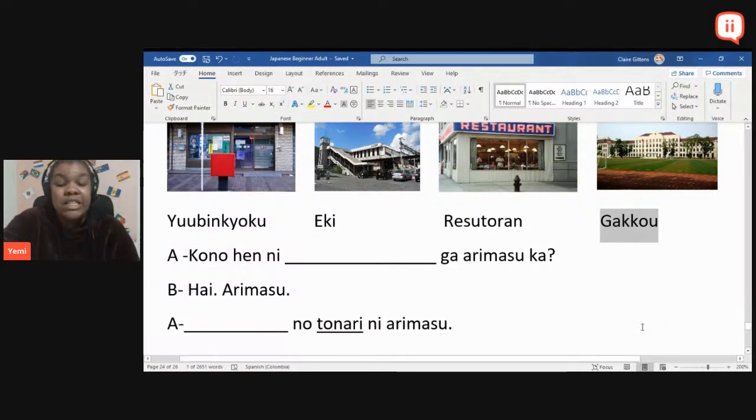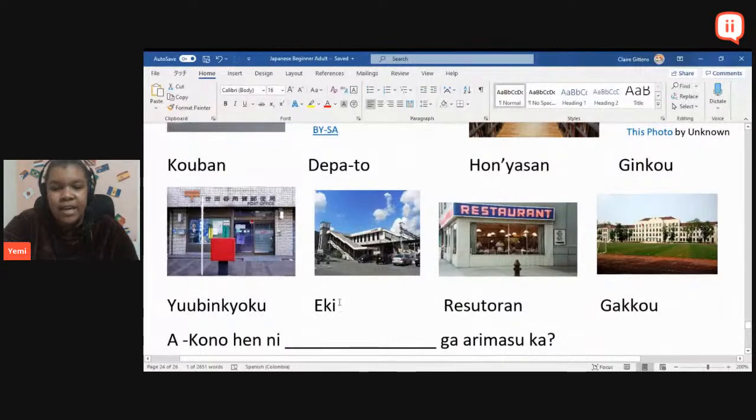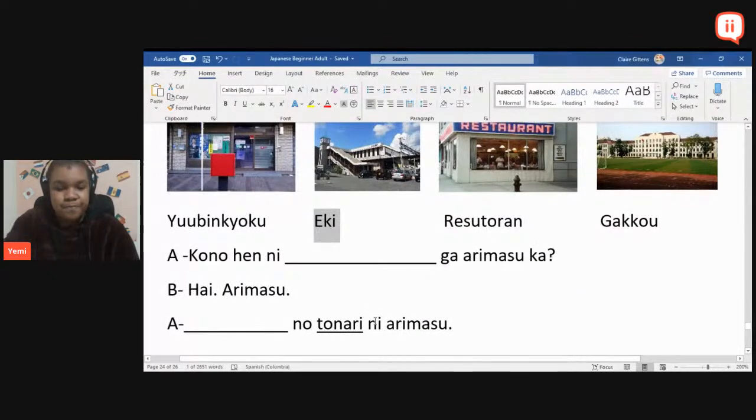All right, so this time I'm going to be A. I will read the A lines, okay? And you just read the B. Hai arimasu, okay? And then we will switch, okay? So let's try the eki, okay? All right. So all you have to say right now is hai arimasu, okay? Kono hen ni eki ga arimasu ka?